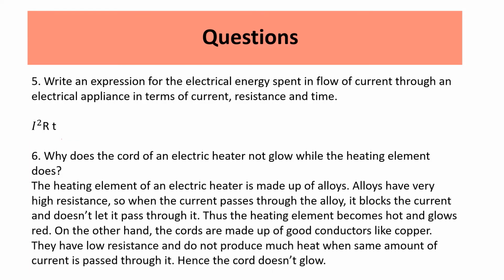Next question. Why does the core of an electric heater not glow while the heating element does? The heating element of an electric heater is made up of alloys. Please remember, this heating element is made up of alloys, and these alloys have very high resistance. So when the current passes through the alloy, it blocks the current and doesn't let it pass through easily. Thus the heating element becomes hot and glows red. On the other hand, the cords are made of good conductors like copper. Good conductors have very low resistance and they do not produce much heat when the same amount of current is passed through them. Hence the cord doesn't glow.